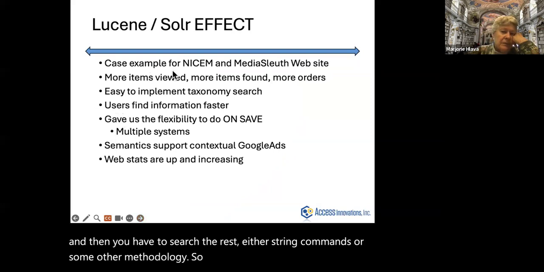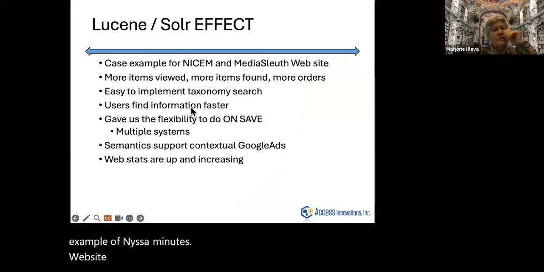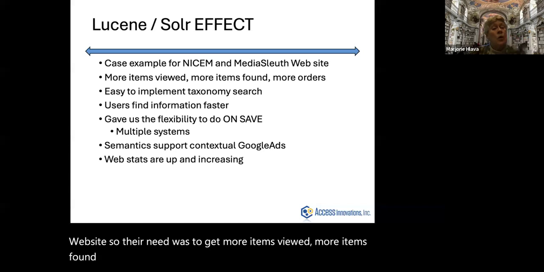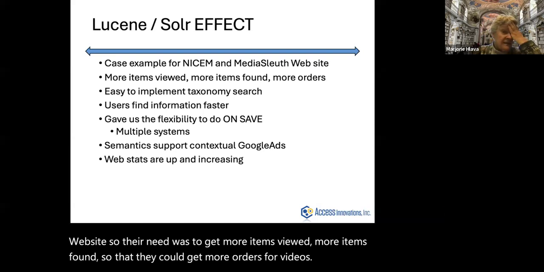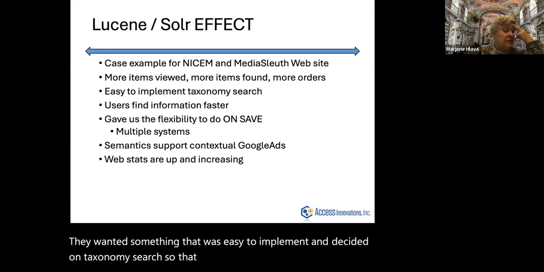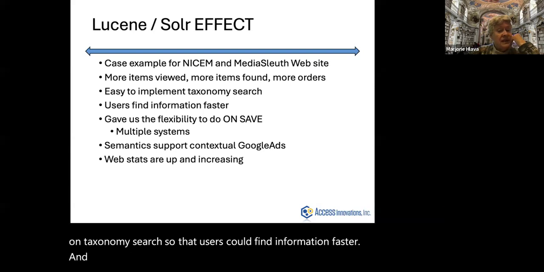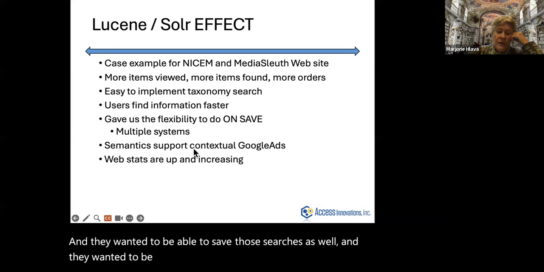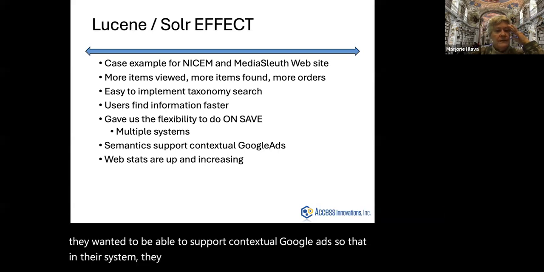So let's take the case example of NISM and its Media Sleuth website. Their need was to get more items viewed, more items found, so that they could get more orders for videos. They wanted something that was easy to implement and decided on taxonomy search so that users could find information faster. And they wanted to be able to save those searches as well. And they wanted to be able to support contextual Google ads so that in their system, they could help pay for it by supplying ads.